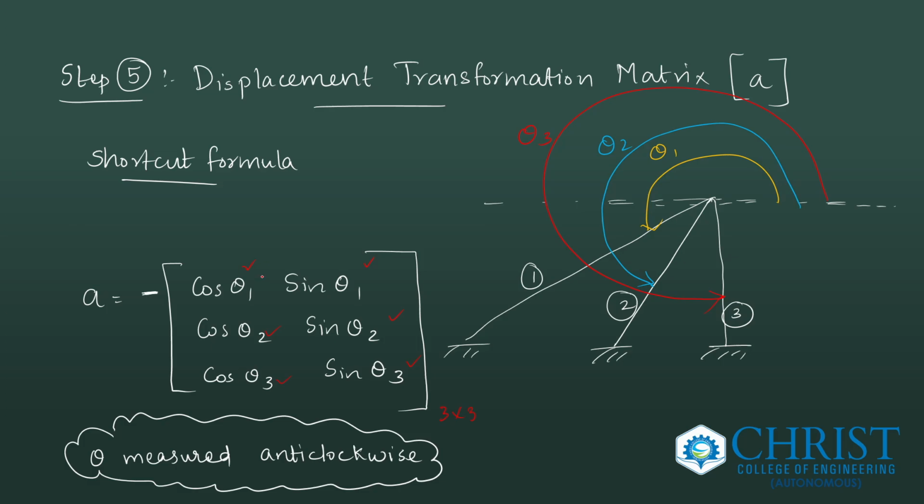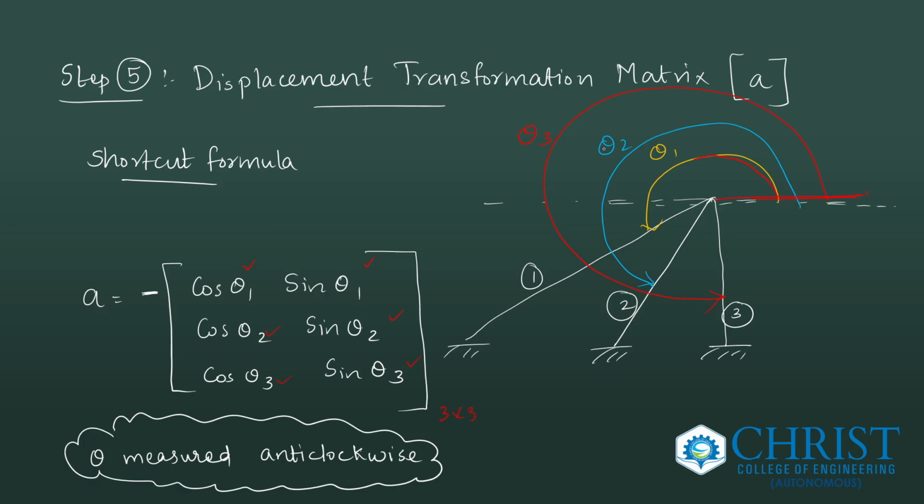Well, now what is theta 1? We have to measure it from this direction. From here I have to take it in the anti-clockwise direction to the truss element. See the yellow line, the yellow angle shown, theta 1. We have to measure it from here till the first element, that is my theta 1.